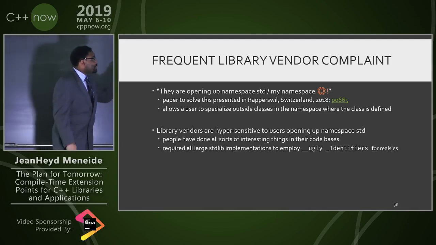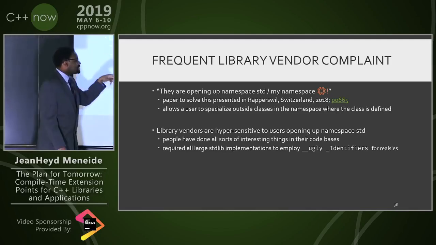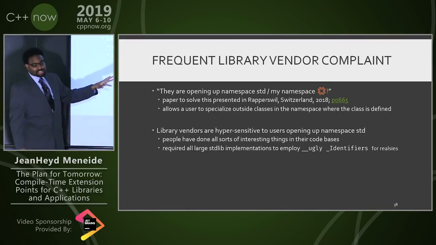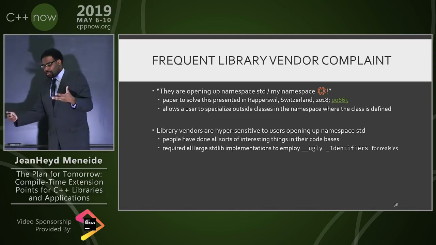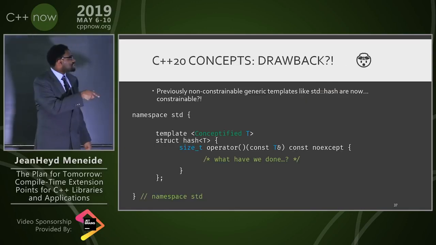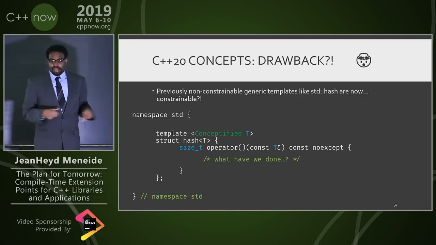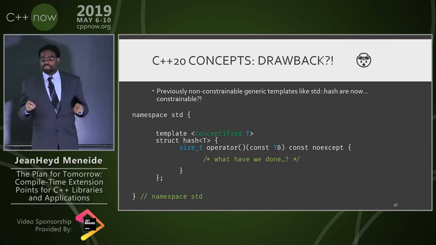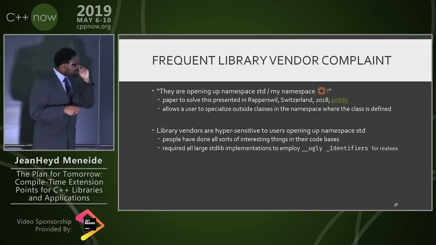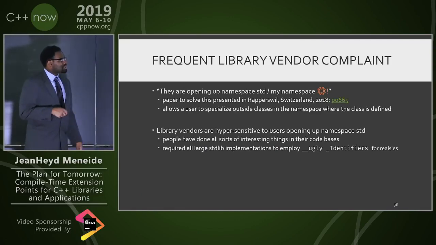But there is a paper. It was last seen in Rapperswil, Switzerland, at the standards meeting there, P0665. The whole point of that paper is that you're allowed to write these specializations, but not in namespace std. You can write them in your own namespace, right? Which prevents people from opening up other namespaces. We haven't gotten to look at it since Rapperswil in 2018, so I think it might be pushed to C++23.